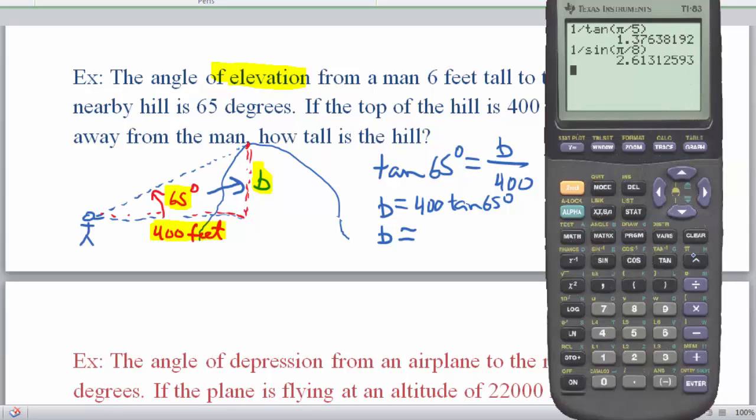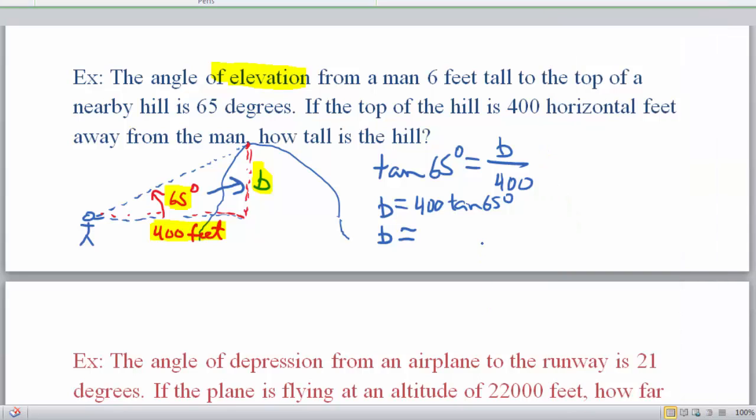And we want to go back and then do 400 tan 65, and we'll get 857.8. So 857.8 feet. And this is just a minor little technicality here, but it is something that you should keep in mind.